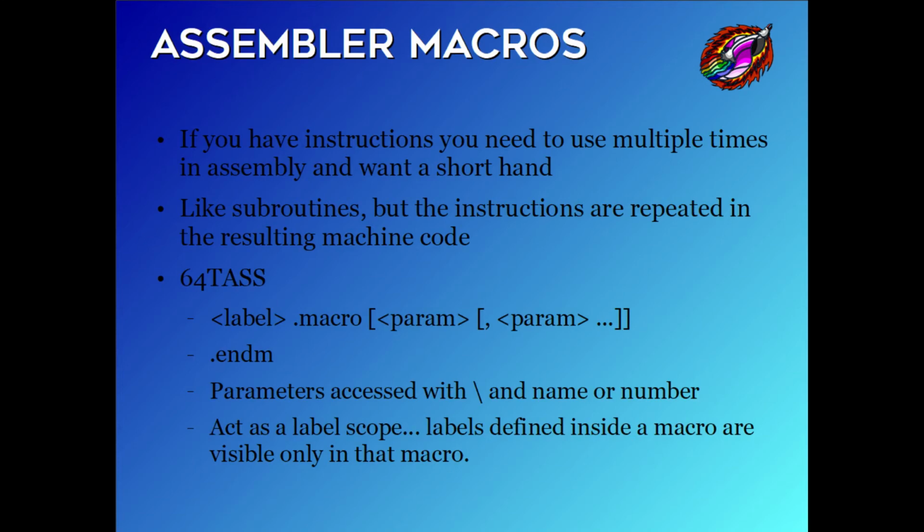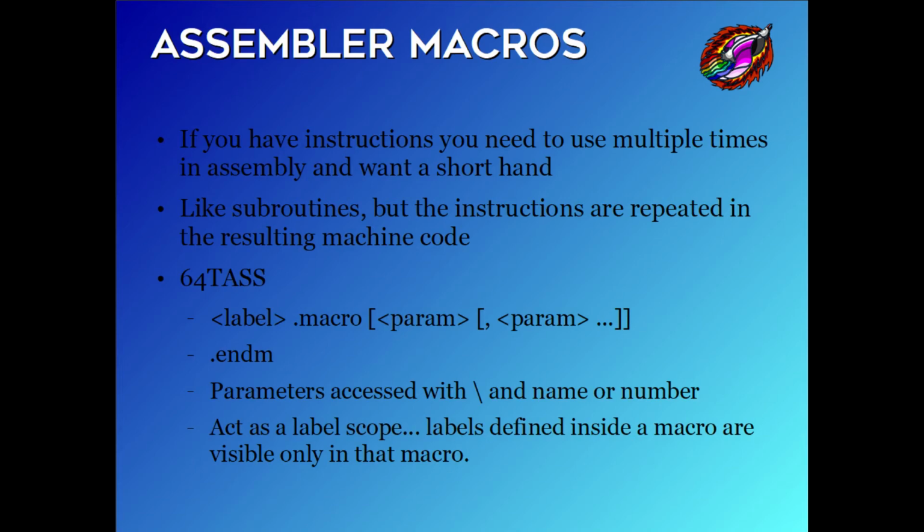One other little aspect of macros in 64tass is that you can define labels inside of a macro, like labels on a line or whatever. But that label is only visible and usable within the macro itself. So in programming language terms, there's a scope involved with a macro, and the labels are defined within the scope of the macro, but not outside of that. And that can be useful in several different circumstances.